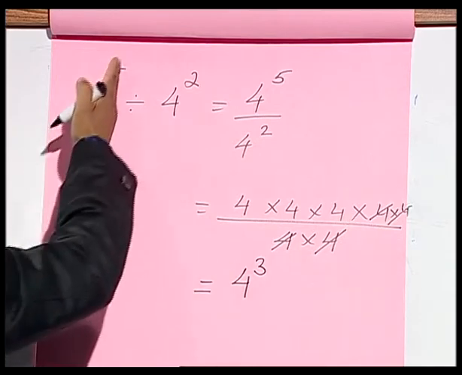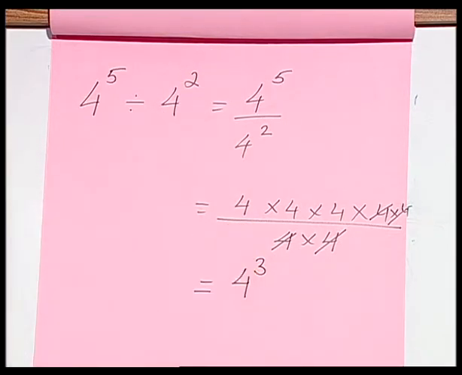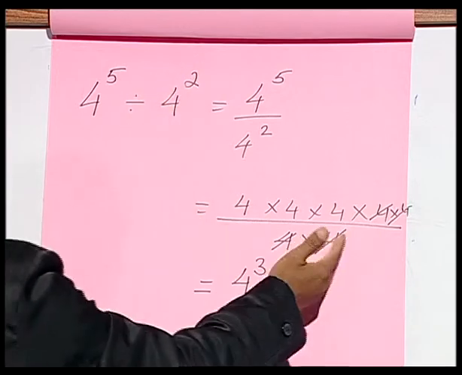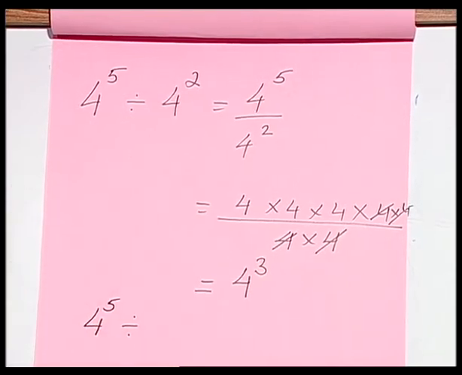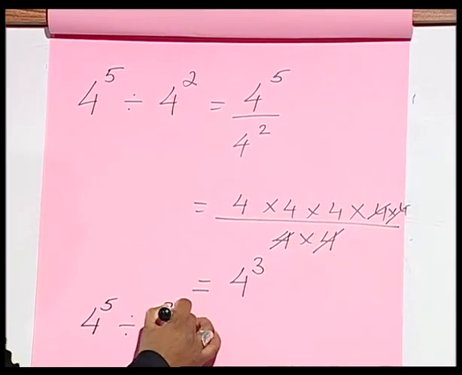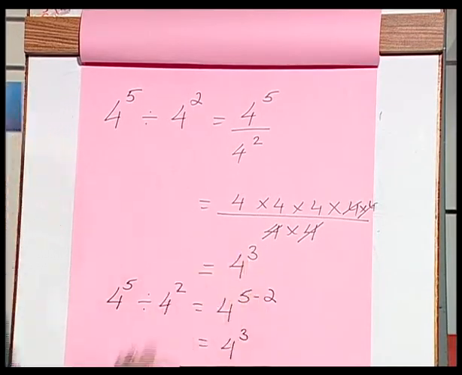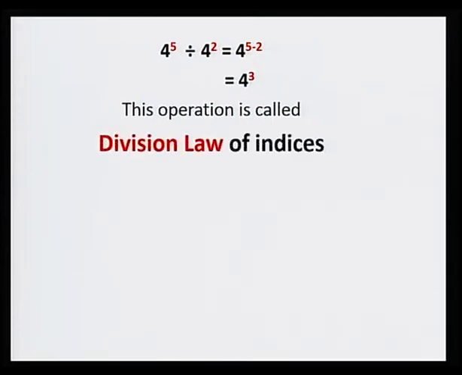Okay, so 4 raised to the power of 5 divided by 4 raised to the power of 2, the answer is 4 raised to the power of 3. However, instead of writing the 4 power 5 in expanded form, then 4 power 2 in expanded form, then performing the division, we can directly obtain the answer as 4 raised to the power of 5 divided by 4 raised to the power of 2 equals 4 raised to the power of 5 minus 2, which is, of course, 4 raised to the power of 3. So, 4 raised to the power of 5 divided by 4 raised to the power of 2 equals 4 raised to the power of 5 minus 2, which is 4 power 3. This operation is called the division law of indices.